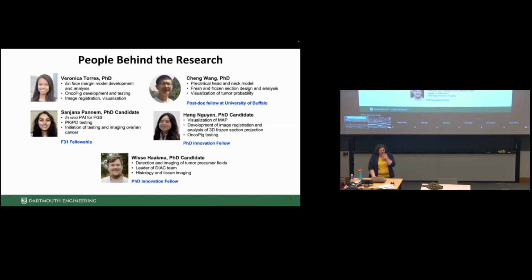So hopefully that will be coming out soon. This is probably one of the largest projects in the group and has been going on for the longest time. A lot of the work that you saw done today was by Veronica Torres and Chung Wang. But we also have a number of people in the lab taking it beyond into other applications. We have ovarian cancer, we have tumor precursor fields, and then we also have Hung, who's working on this project, but just getting going on the visualization platform aspect of it.